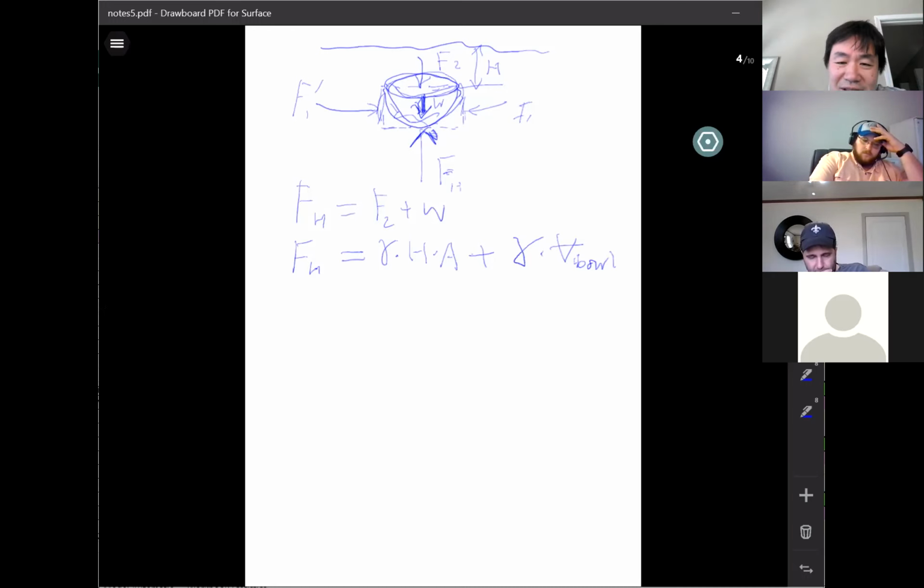So look at this. What is H times A? Are you curious? Initially we did gamma times H, which is pressure times area. Now we can look at it separately. H times A, what is it? A is the area of this, H is the height of this. It seems like a cylinder, the volume of that cylinder sitting on top of the bowl. So gamma times V cylinder plus gamma times V bowl.